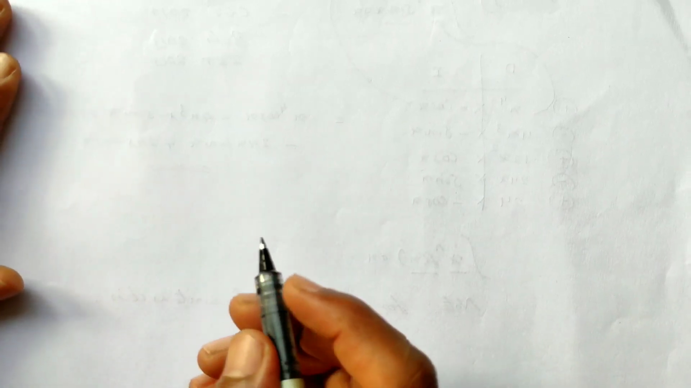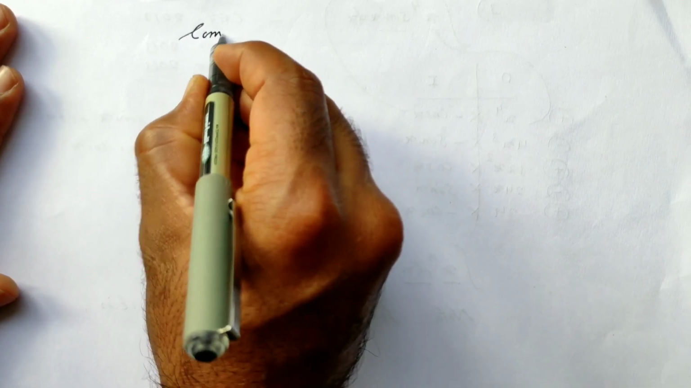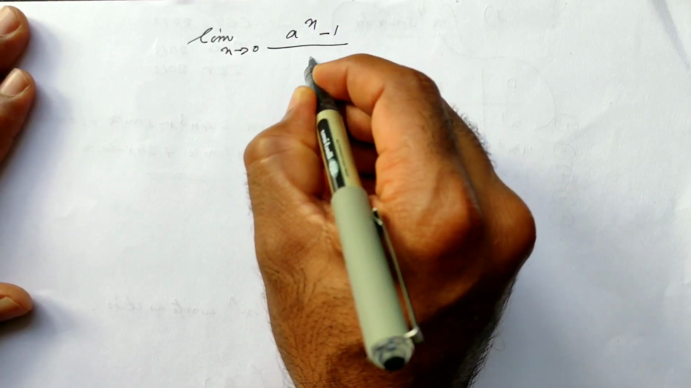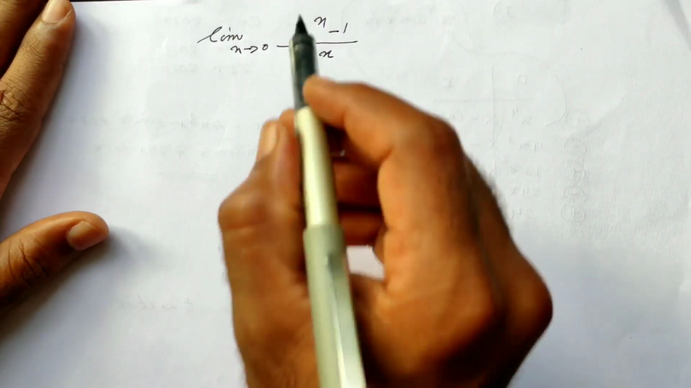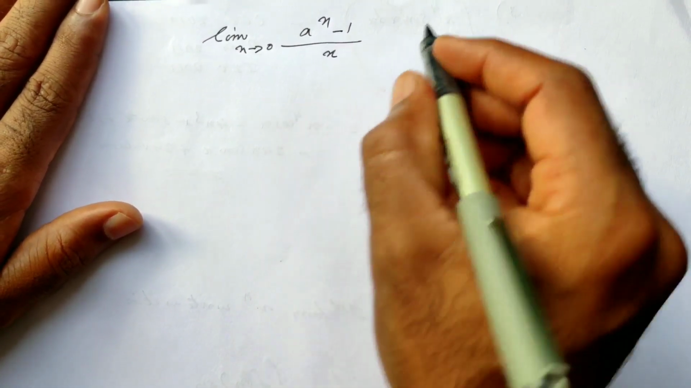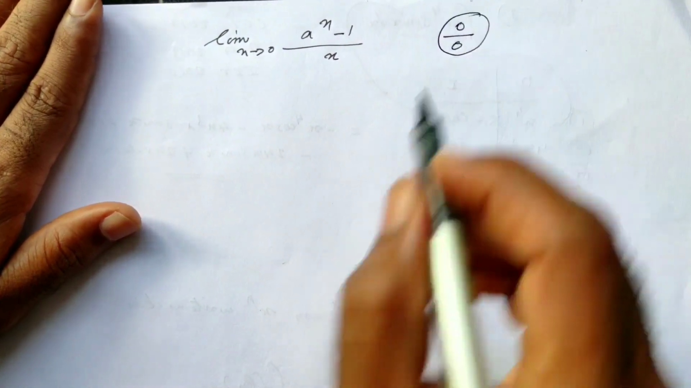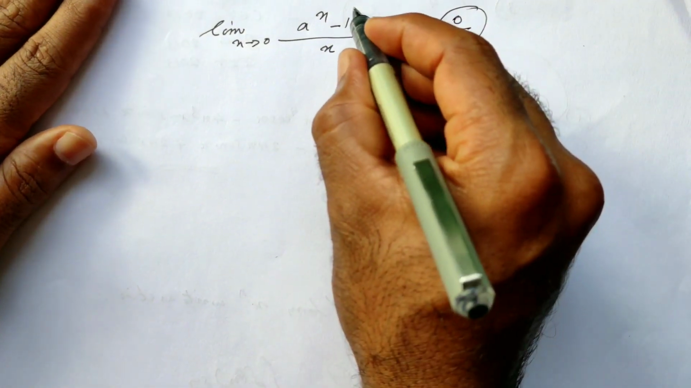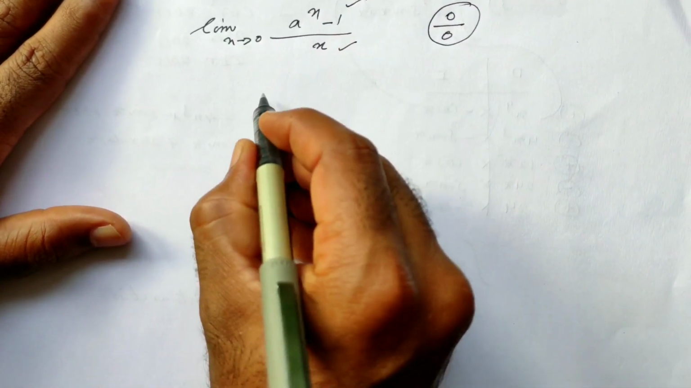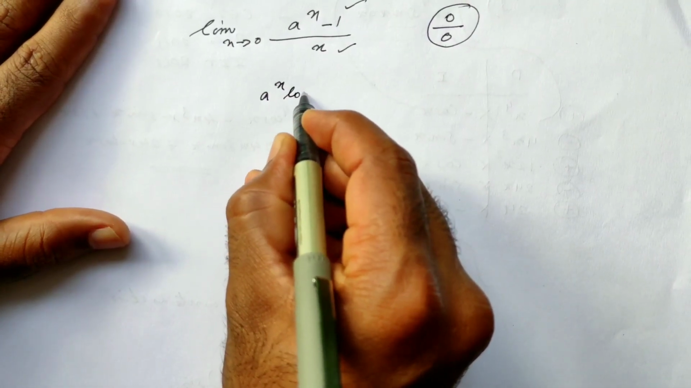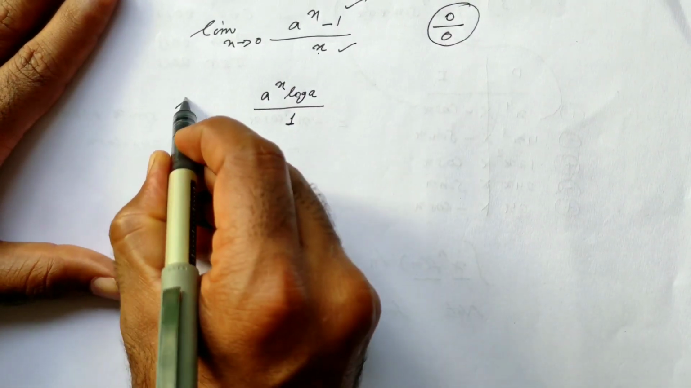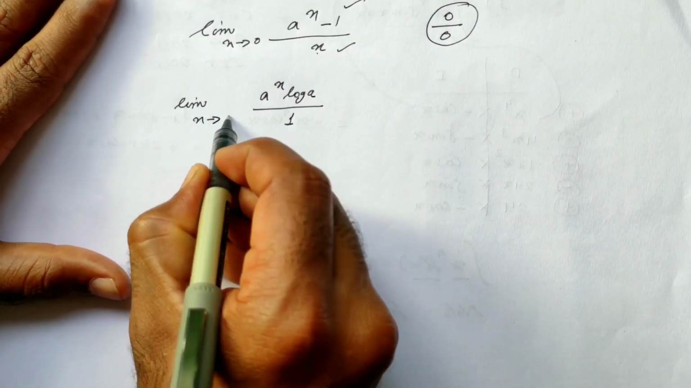Next we are going to deal with the type of the limit x tends to 0, (a raised to x minus 1) divided by x. Here when we apply the direct limit 0, it is in the form 0 by 0. Therefore we are eligible to apply L'Hospital rule here. So take the derivative of the numerator and the denominator separately. That is, derivative of a raised to x minus 1 is a raised to x into log a, divided by the derivative of x, which is 1.